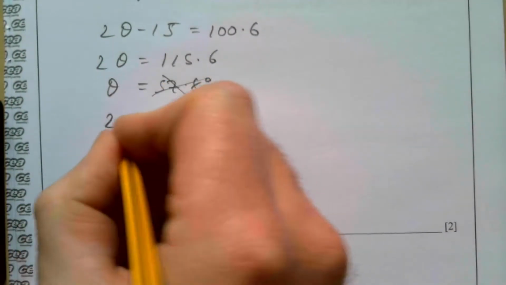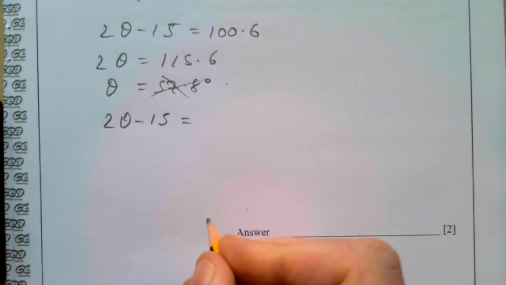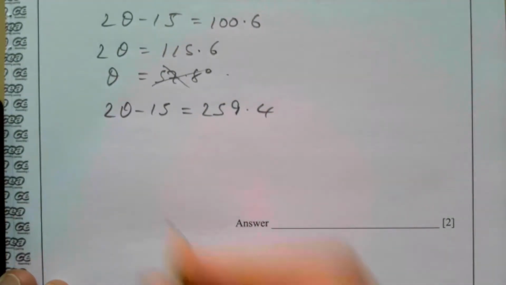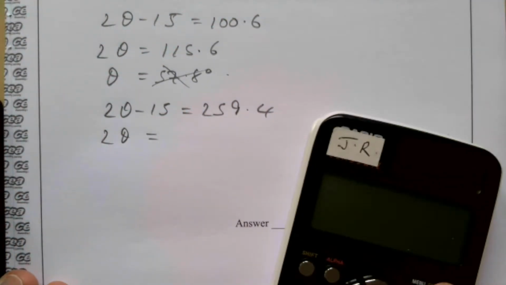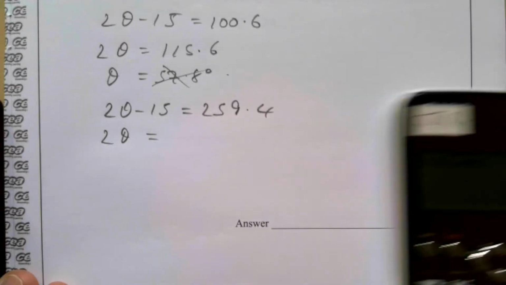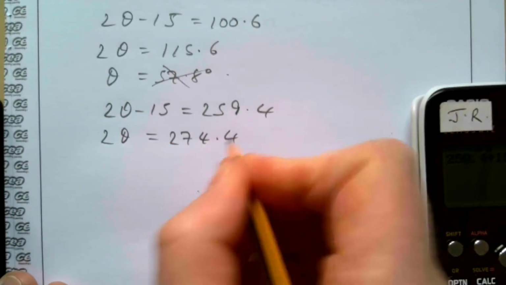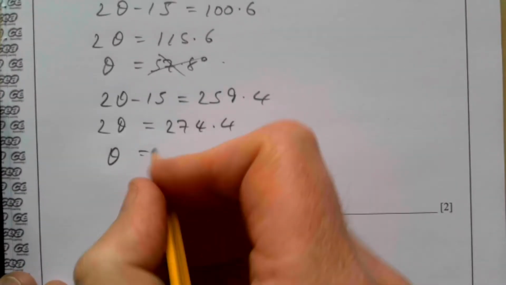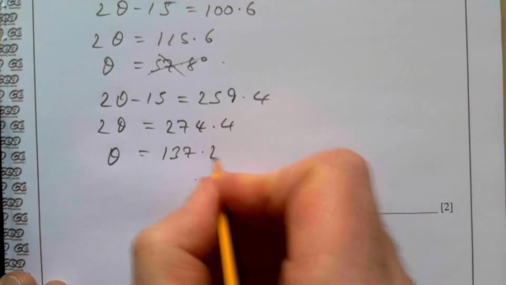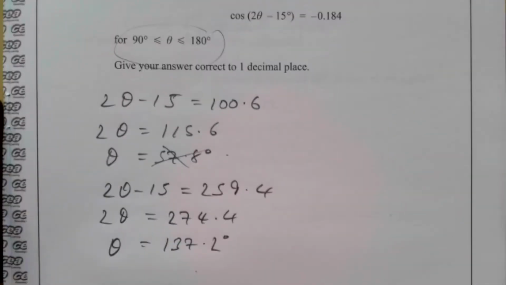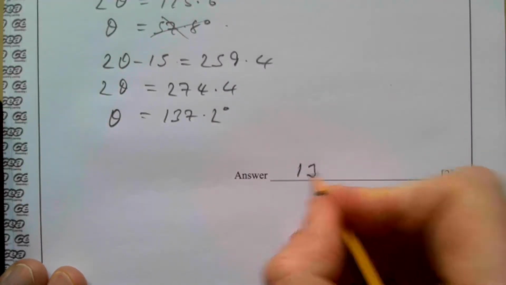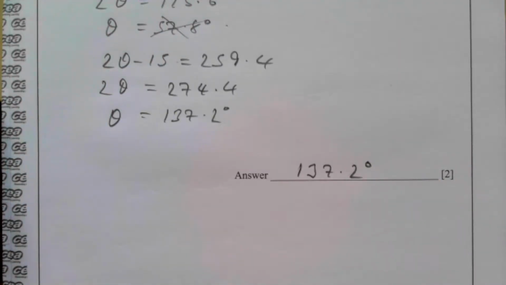Let's try it then for the other one. 2 theta minus 15 is 259.4. 2 theta is 274.4, divided by 2, 137.2. So that one works. That is between 90 and 180 degrees. So my answer then is going to be 137.2 degrees.